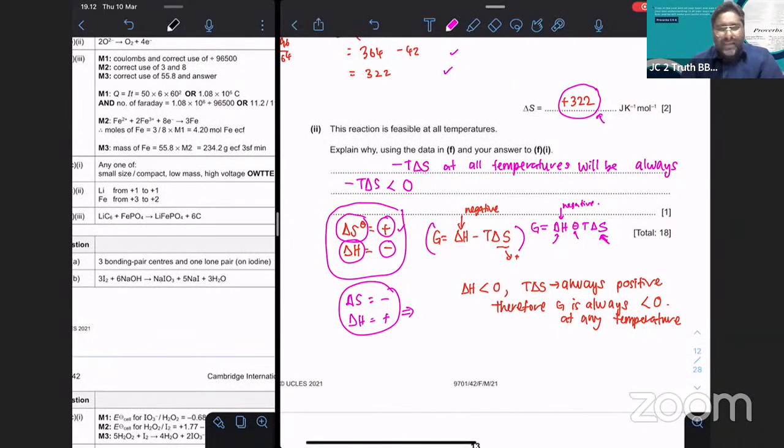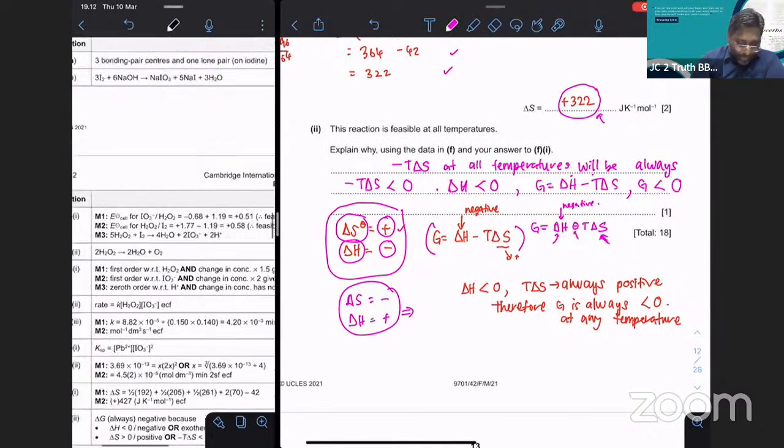If it is always less than 0, and we know that delta H is also less than 0, therefore Gibbs free energy is delta H minus this negative value, and the entire thing is negative. So doesn't matter whatever temperature we have, your Gibbs free energy is always going to be less than 0. So that is how you explain.